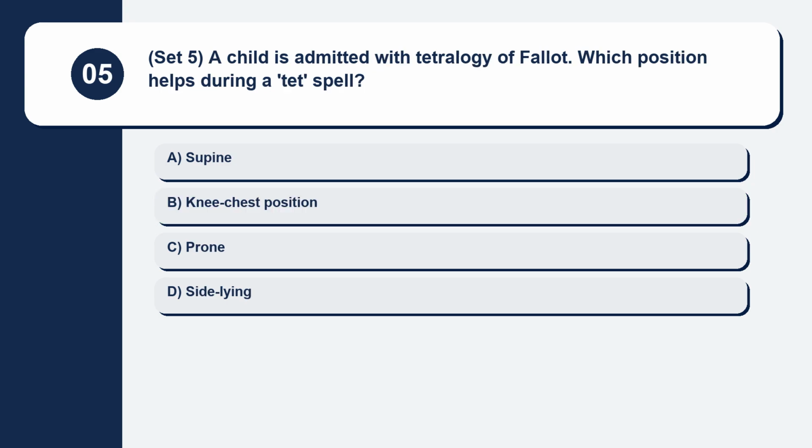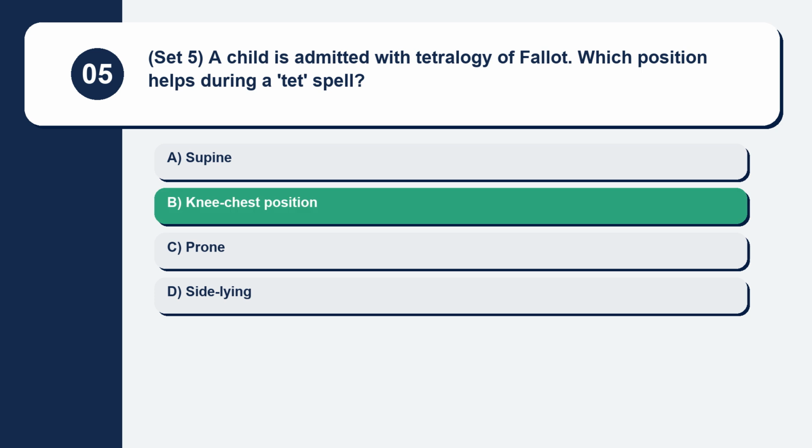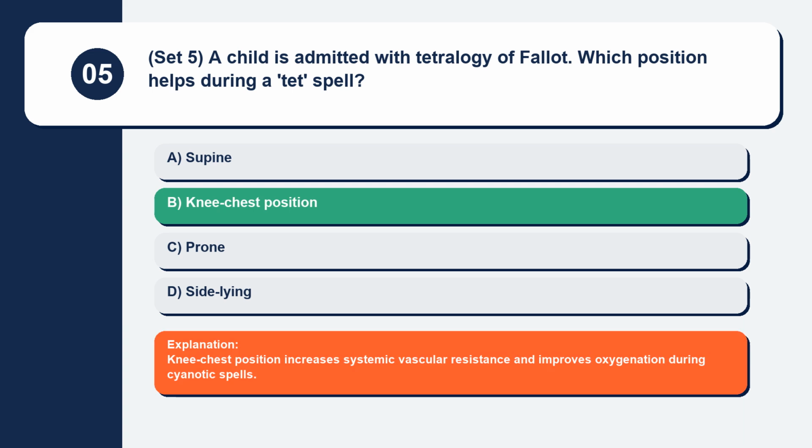Question 5. Set 5. A child is admitted with tetralogy of Fallot. Which position helps during a TET spell? Supine, knee chest position, prone, side lying. Knee chest position increases systemic vascular resistance and improves oxygenation during cyanotic spells.